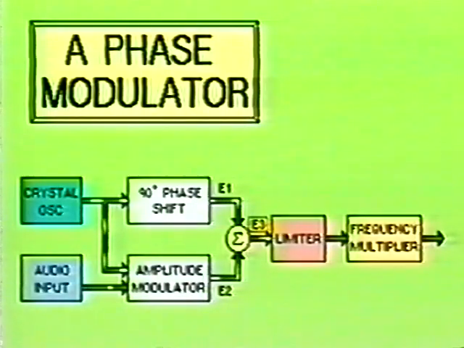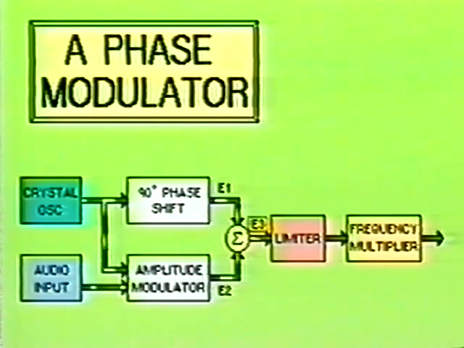The resultant signal, E3, is next fed into the limiter stage. The primary function of the limiter stage is to remove all amplitude modulation from the phase modulated signal. We will not go into detail on how the limiter stage performs this task. You will examine the limiter stage in more detail in the You Can Do FM video. Next, the signal is fed into a multiplier stage.